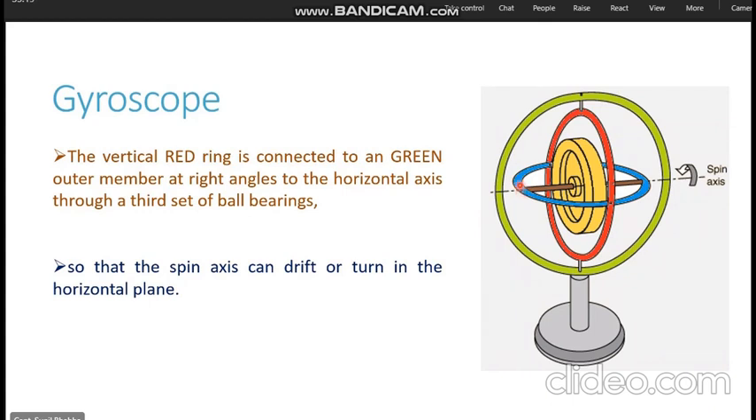You see, the spin axis can move in the horizontal plane. Looking from top, it can move in the clockwise direction like this in the horizontal plane, or it can move in the anti-clockwise direction in the horizontal plane. So this motion of the spin axis in the horizontal plane, in the plane of the blue color ring, is known as drift or drifting motion. So this third set of ball bearings which we have, they allow the spin axis to drift or turn in the horizontal plane.